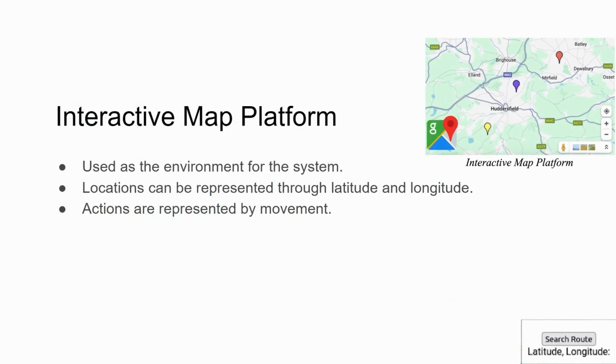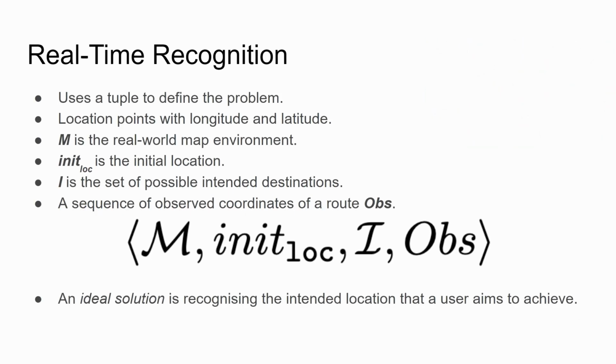The interactive map platform is used as the environment using Google Maps, represented by the road network with location points of interest. The state space consists of the geographical locations on the map. A location point is represented using latitude and longitude coordinates in a map. Actions are represented by moving from one location point to another, following a specific route or path according to a transportation mode, such as driving or walking. We define a route as a sequence of latitude and longitude coordinates that achieves a specific location point from an initial location point.